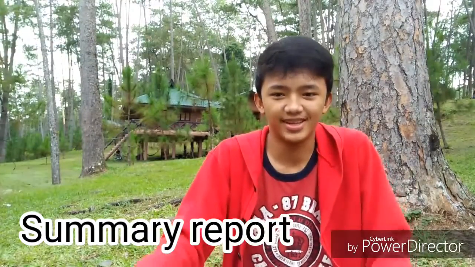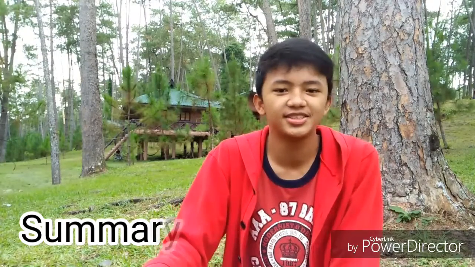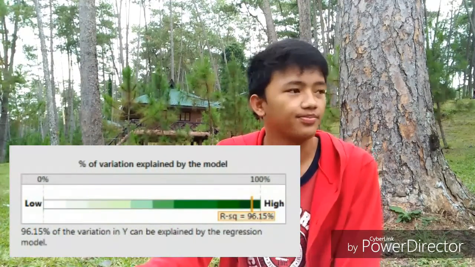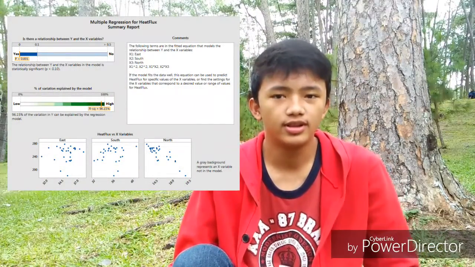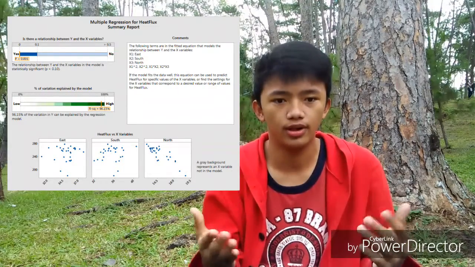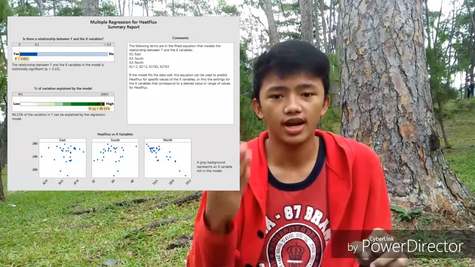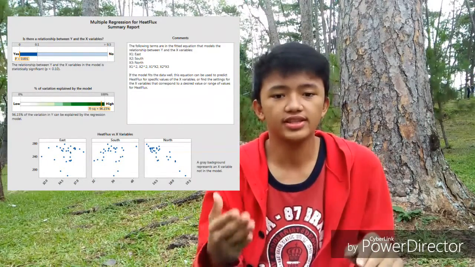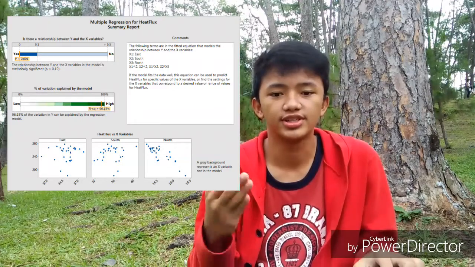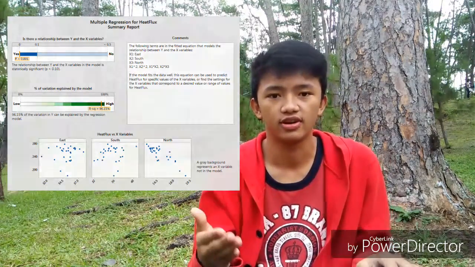Let's take a look at the reports that the Assistant provides. Summary report. This summary report tells us that our regression model is statistically significant with a p-value less than 0.01 and an R-squared value of 96.15%, which is great. The comment section indicates which variables were included in the model. In this sense, if the model fits the data well, the equation can be used to predict heat flux for specific values of the X variables, or find the settings for the X variables that correspond to a desired value or range of values for heat flux.